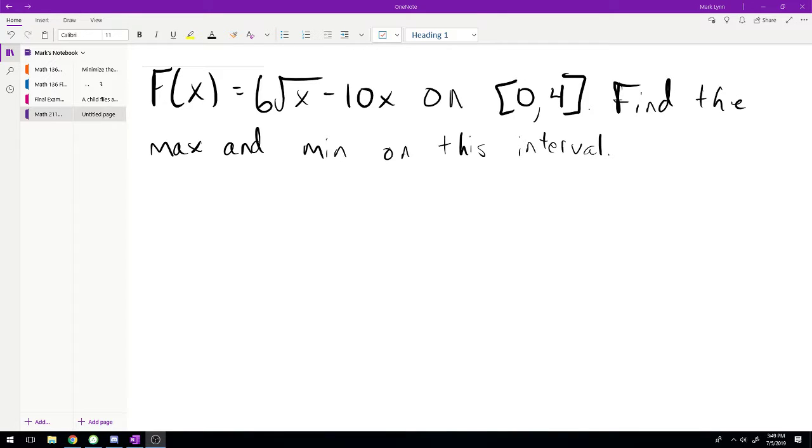In this problem, we have a function 6 root x minus 10x, and we are asked to find the absolute maximum and minimum on the interval 0 to 4. Now, normally when we're finding maxes and mins, all we do is we take the derivative, set it equal to 0, and then we can test those critical points to see which is the max and which is the min.